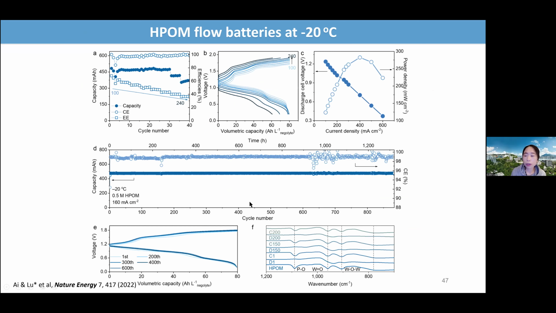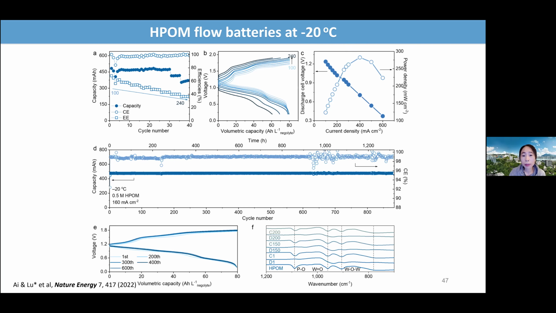Of course, the most important thing for us at the time was to understand the low temperature performance. So we bring the temperature down to negative 20 degrees Celsius and look at the rate capability from 100 to 240 milliamp per square centimeter. And the cell can still provide more than around 300 milliwatt per square centimeter.